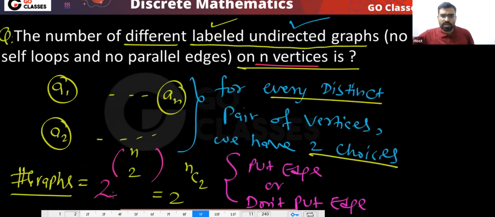So this is the idea. I can say these are the maximum number of edges possible, and for every edge, we have two choices. Either you can put it in the graph or you don't put it in the graph. So the answer will be 2 power nC2. Is this clear to everyone? Tell me.